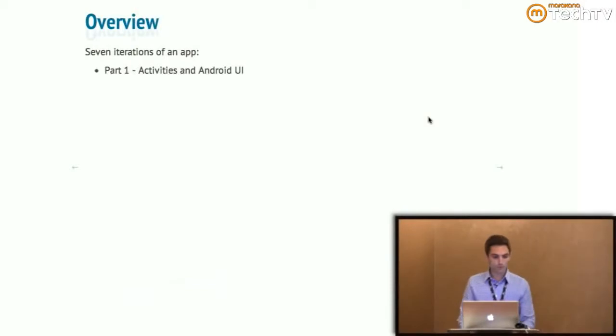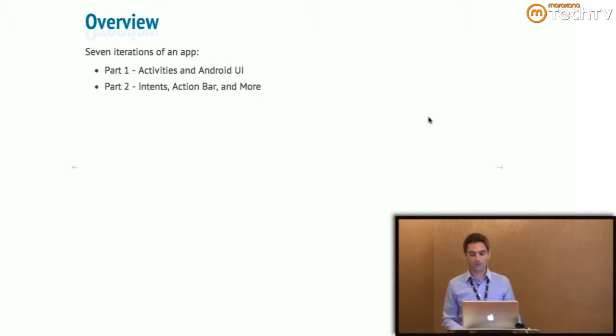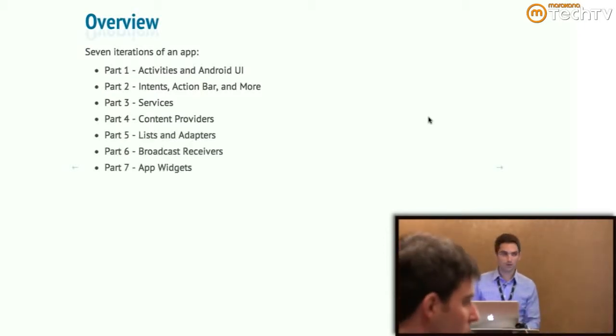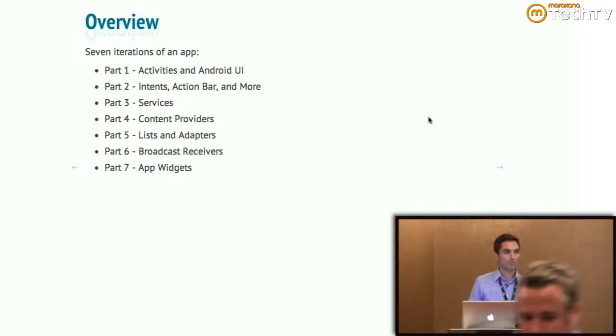So really quickly, we're going to talk about 7 different parts, iterations. The first one is going to be about activities and Android UI. Then we're going to talk a little bit about intents and the navigation, etc. Then services that run in the background, content providers, lists and adapters, broadcast receivers, and finally the little app widgets that you see at the top of the screen. So that's basically the plan. We're going to hit 7 different iterations.